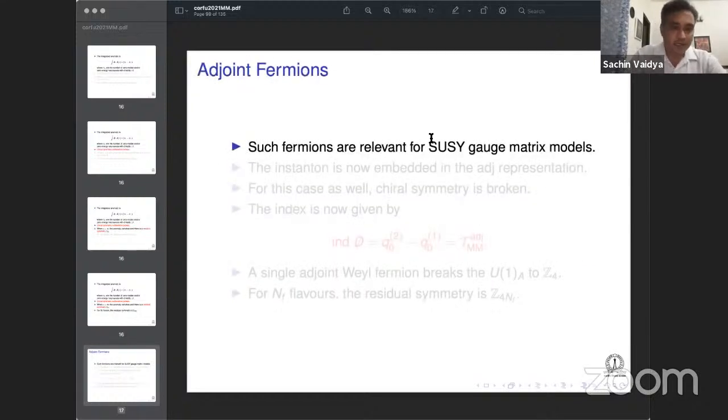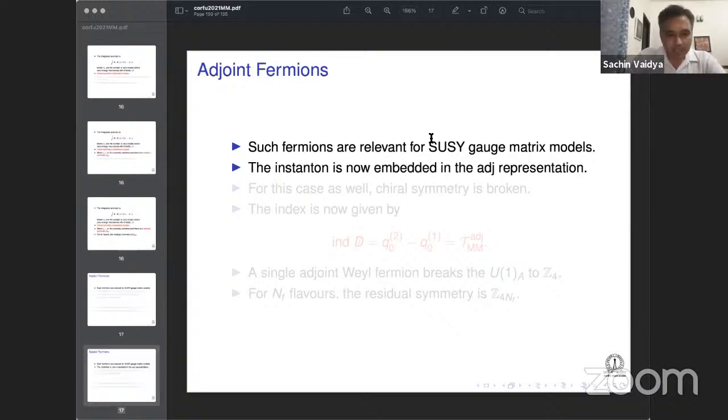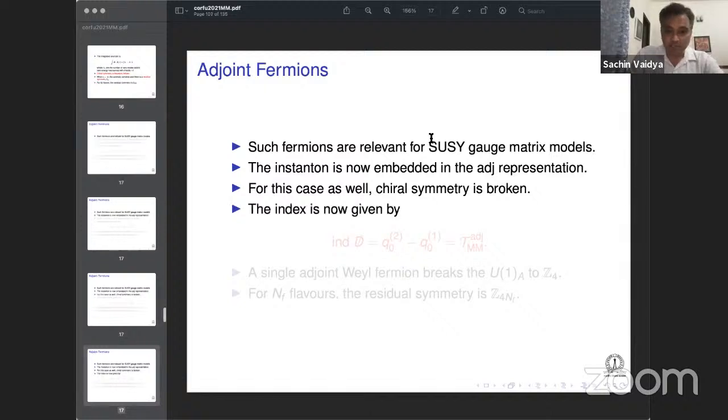The story for the adjoint fermions coupled to Yang-Mills is conceptually the same. It's different in some detail. Coupling adjoint fermions to the matrix model is an interesting question because SUSY gauge matrix models have adjoint fermions in them. Here again, the way to go about hunting for the anomaly is to embed the instanton in the adjoint representation. And again, we find that chiral symmetry is broken.